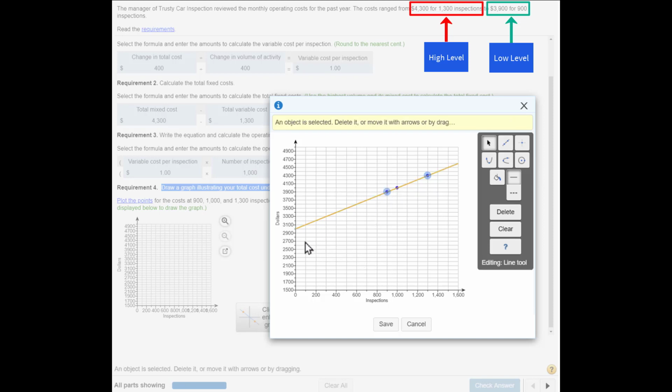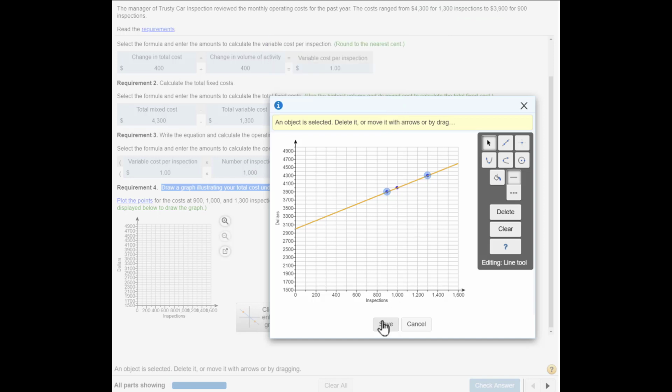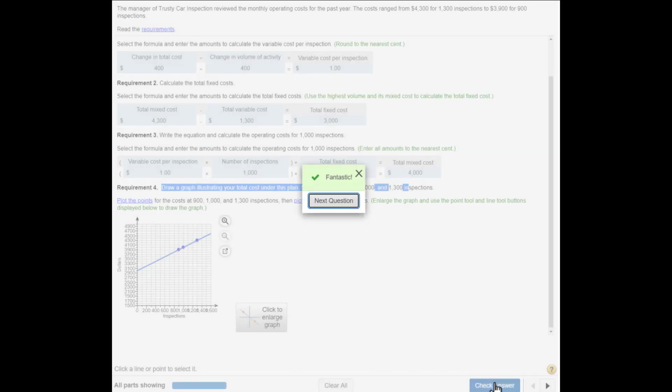So the purpose for doing this is now we can project, well, if we get 1,500 inspections, what's our cost going to be? So I just need to go up to here, and it looks like that's about, what, $4,400? So that's the point of doing this. Graphing, so that we can predict future costs in different scenarios. Because businesses like to do a lot of what-if scenarios. And we click the Save button. And notice it saves our graph. And then we can click Check Answer. And that's it.